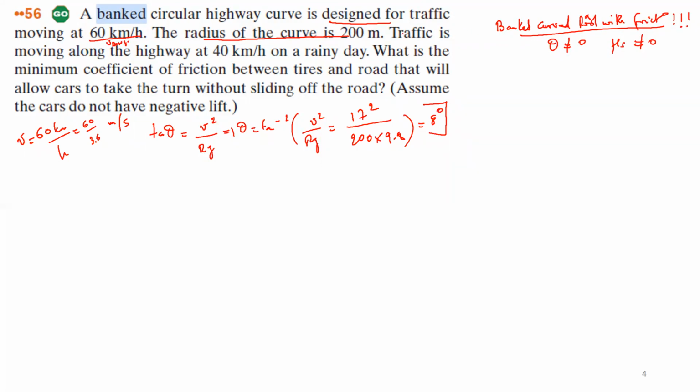Now, let's keep reading. Traffic is now moving along the highway at 40 kilometers per hour on a rainy day. So you see that the speed that I have is smaller than the V max, the V design. Okay, V max is V design, which is 60. So the speed, which is 40 kilometers per hour, is smaller than the V design. So what does it mean? If I go slower than the V design, I have a tendency to slide downward.